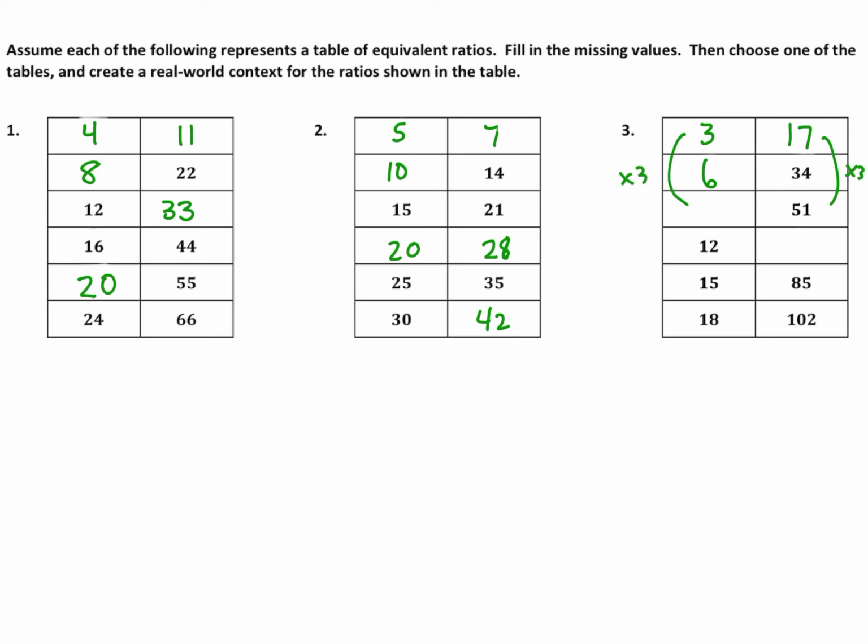Well, 3 times 3 is 9. 3 times 4 is 12. So what's 17 times 4? 4 times 7 is 28. 4 times 1 is 4. Plus 2 more makes 6.